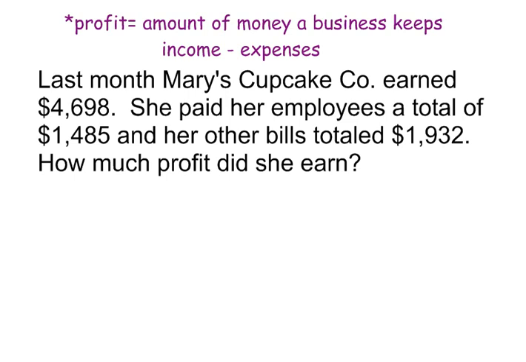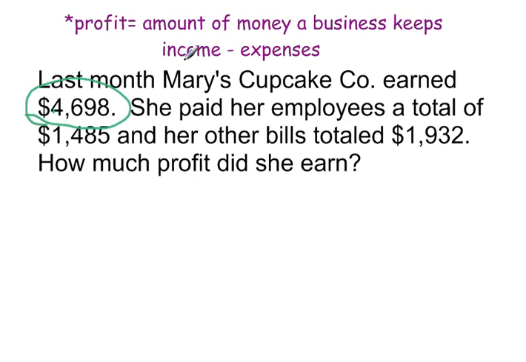And the last idea that we need to talk about is profit. Now, this is a weird one. I don't entirely know why it's in this chapter or in this section because it doesn't have any percents in it. Last month, Mary's Cupcake Company earned a total of $4,698. She paid her employees $1,485, and her other bills totaled $1,932. How much profit did she earn? Well, my definition up here of profit is the amount of money that the business actually gets to keep. Mary's company doesn't get to keep this because they paid all of this bills and all of this for their employees.